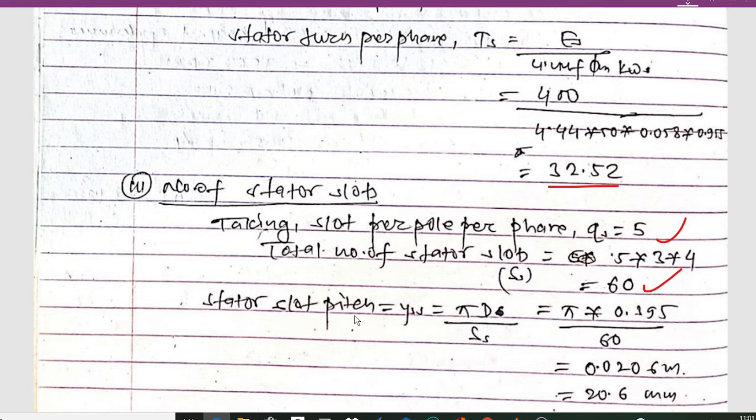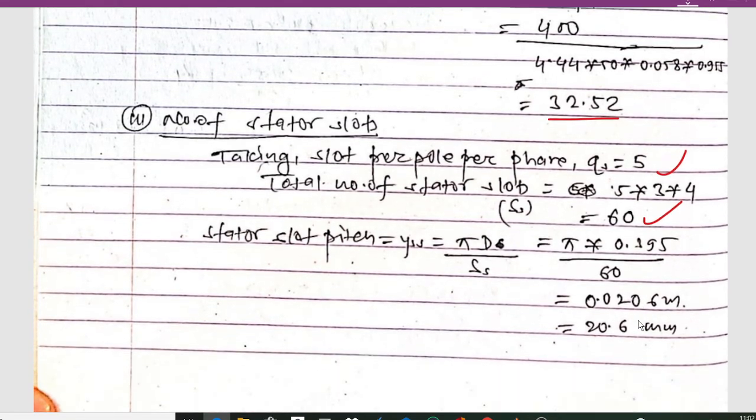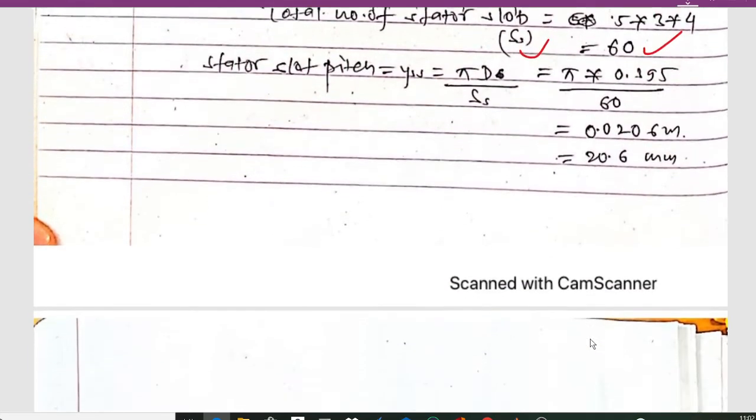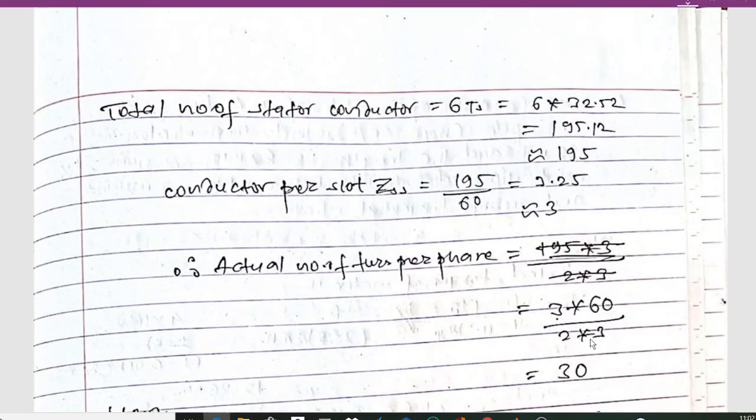Now the stator slot pitch. For that we have YSS equal to pi D upon SS. So pi into D, which is 0.395, upon SS, which we have obtained as 60. This gives 0.026 meters, which in mm is 20.6 mm. Now the number of stator conductors is 6 into TS, and we have obtained the value of TS. Similarly conductors per slot ZS will be 195 upon SS. So SS is 60, giving 3.25, which is equivalent to 3, and the total is also equivalent to 195.